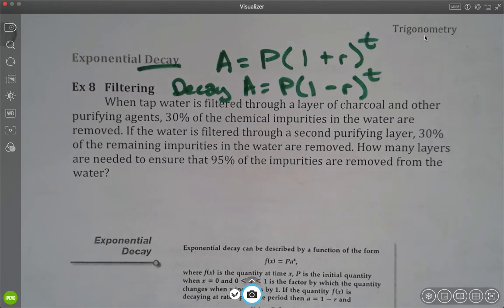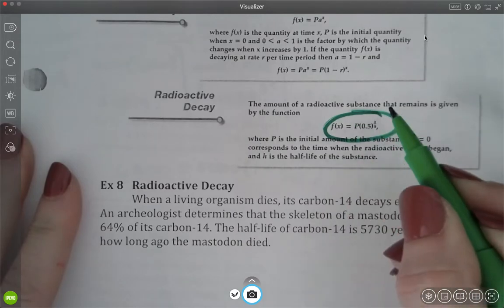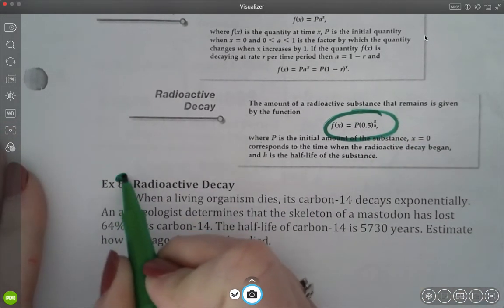I'm not going to go through example 8. Is that okay if we skip? Sure. Let's go to number 9. Oh, this is also number 8. Number 9. Radioactive decay.